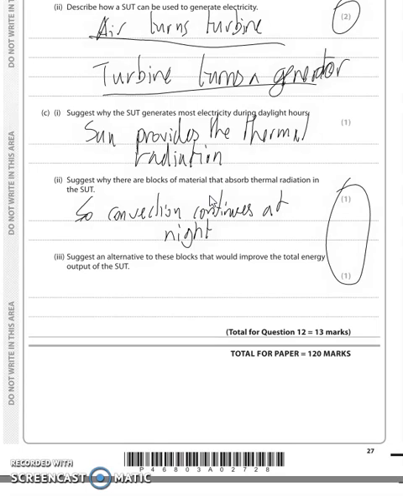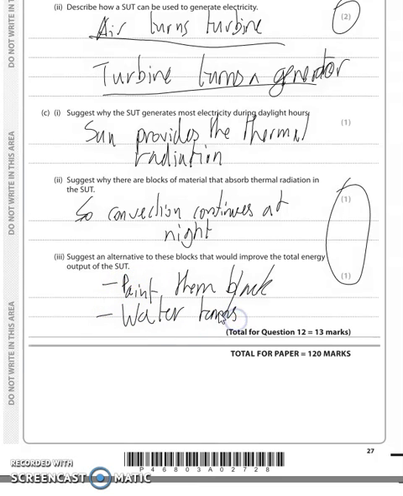Suggest an alternative to these blocks that could improve the total energy output. I think the one people would have gone for this one, for 1 mark, would have been paint them black. Something painted black so it absorbs more radiation, or paint the blocks black, or black objects, something like that. Really good one would have been to say to use water tanks. Water is an extremely good absorber of radiation. It absorbs a lot, but then it will also emit a lot as well.